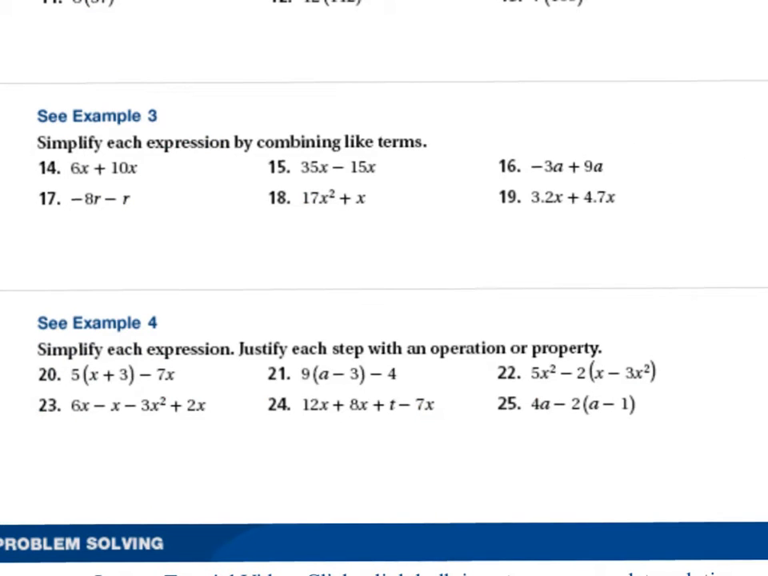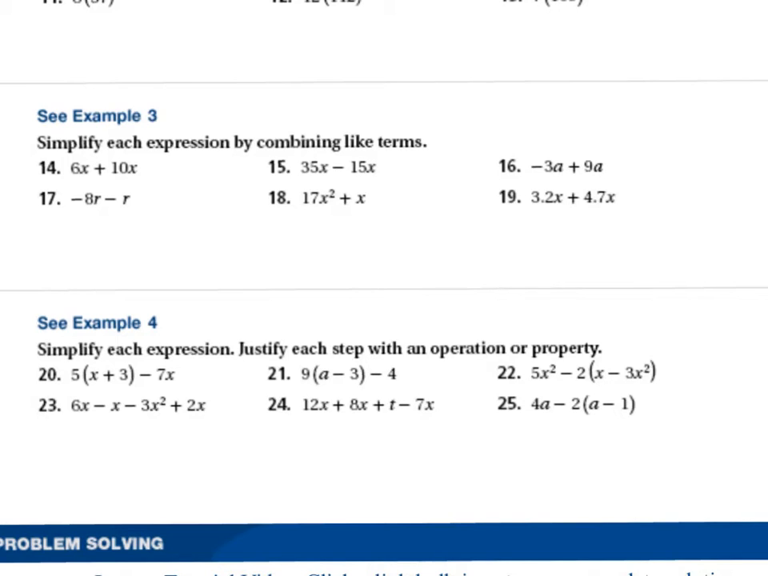All right, but here's the new stuff, the algebraic part of the lesson that I want to talk about. The directions here say: simplify each expression by combining like terms. The terms in an expression are the parts that are added or subtracted. They might be numbers, they might be variables, they might have exponents, but the things that are being added or subtracted are called terms.